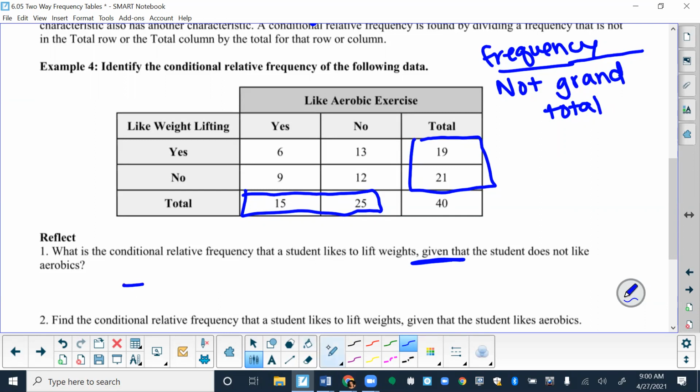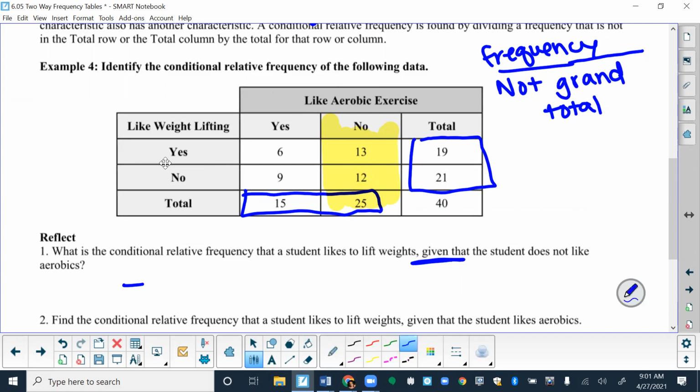So we need to find the column that represents students that do not like aerobics. So which column is it going to be? Which column is the students that don't like aerobics? This one right here, right? Now, one of these numbers is going to be my numerator, and it needs to be the students that like to lift weights. So which of these three numbers?